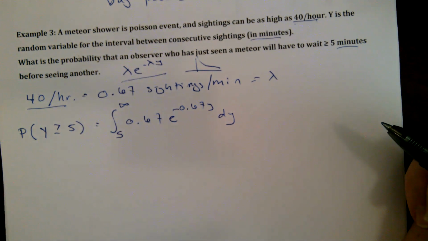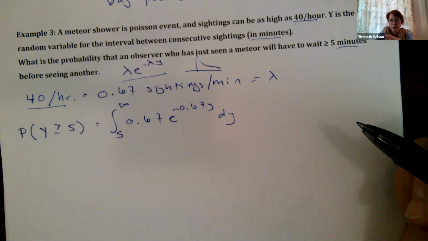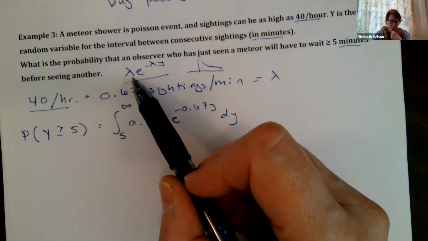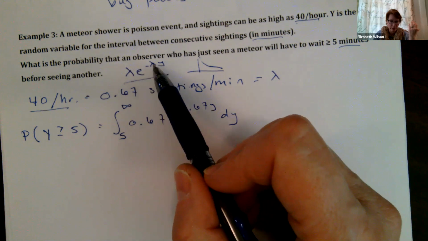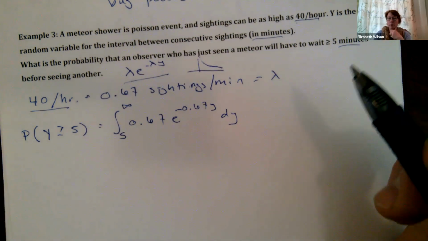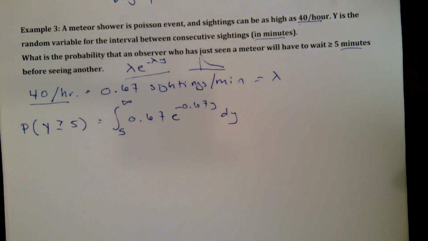The variable itself doesn't specify continuous or discrete. That's just the nomenclature from our book. They like to use y for continuous and x for discrete, but it's totally random. We could have called this lambda e to the minus lambda t, or lambda e to the minus lambda b or m or q or whatever variable we choose. It's just a variable. So we could have done the same process as we did for example 2 here.